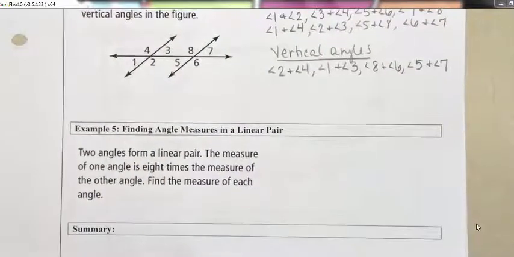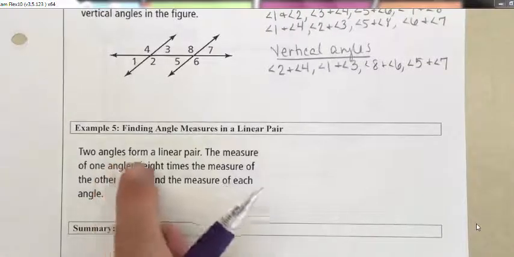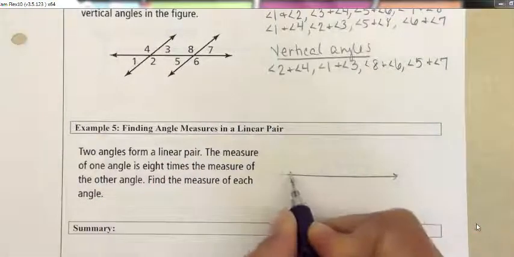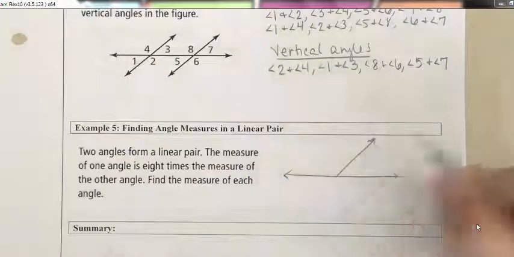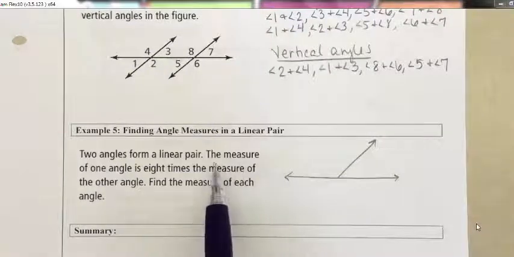Example 5, two angles form a linear pair. Okay, so right away what I would do if I was doing this problem, if they're not giving me a diagram, then I'm going to draw my own diagram. Okay, so two angles form a linear pair. That means that I've got a line or a straight angle broken up into two separate angles. I don't know if they're congruent or not. I probably should have read a little bit more. So let's read some more.